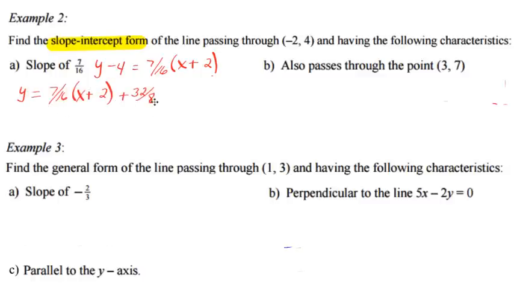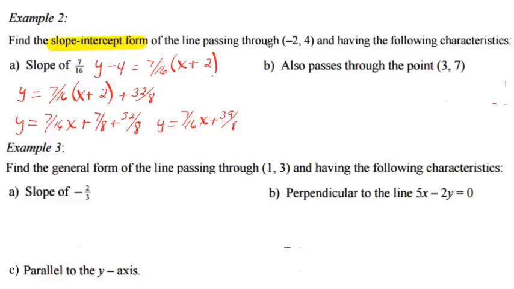Well, I wrote 4 as 32/8 because when we distribute the 7/16 through the parentheses, multiplying by 2 here, we get 7/8, and now we can add our constants together, and that gives us y equals 7/16 x plus 39/8. That is now in slope-intercept form.